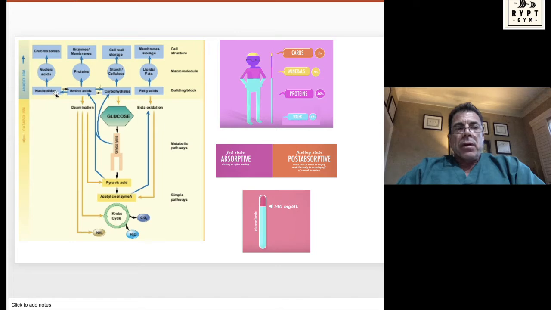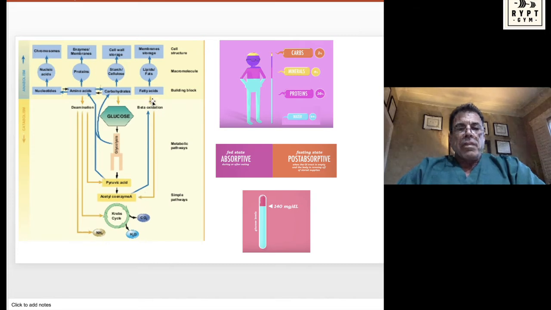Our major macronutrients are protein, carbohydrates, and fats. Recall we've also touched on other macromolecules such as nucleic acids found in DNA, but we're not going to focus on that today. The centerpiece is glucose and acetyl-CoA. Glucose is the fundamental energy source that gets broken down through cellular respiration into acetyl-CoA. Acetyl-CoA can then enter the Krebs cycle to make ATP.